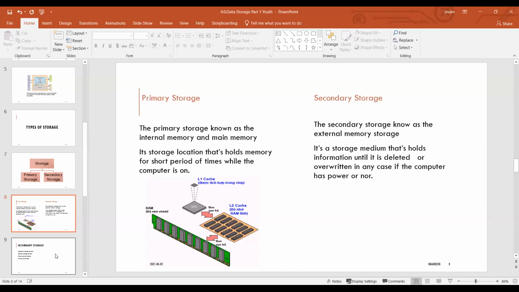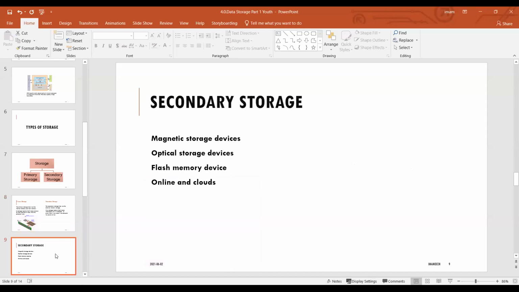Okay, so next let's see, in secondary storage there are 4 types of storage. This is not primary storage, this is secondary storage. So we can divide it into 4 categories: magnetic storage, optical storage device, flash memory device, and online clouds. Okay, so we can divide secondary storage into 4 things.